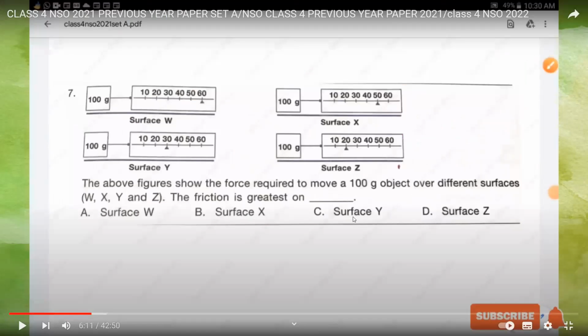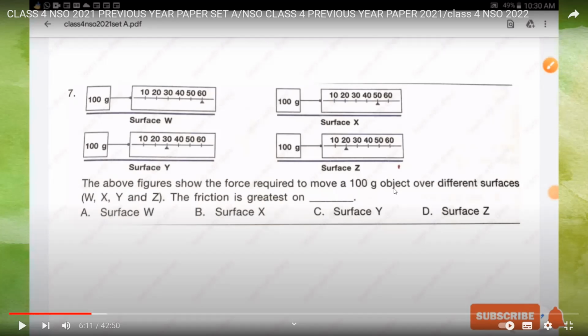Question number 7. Okay, tell me this one, beta. The above figures show the force required to move a 100 gram object over different surfaces. The greatest friction... 20, 50, 60. Ma'am, option A.